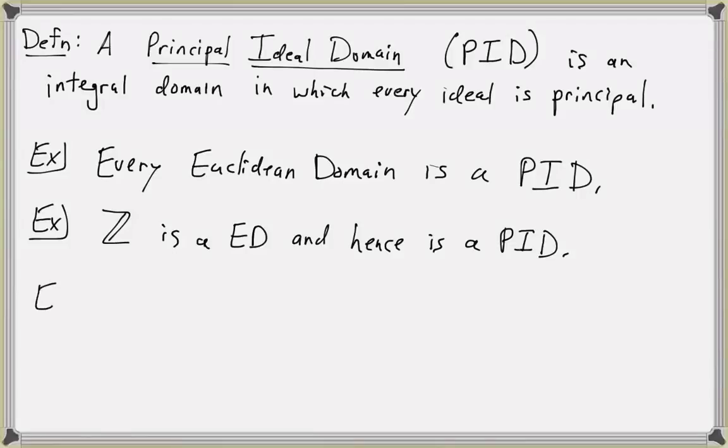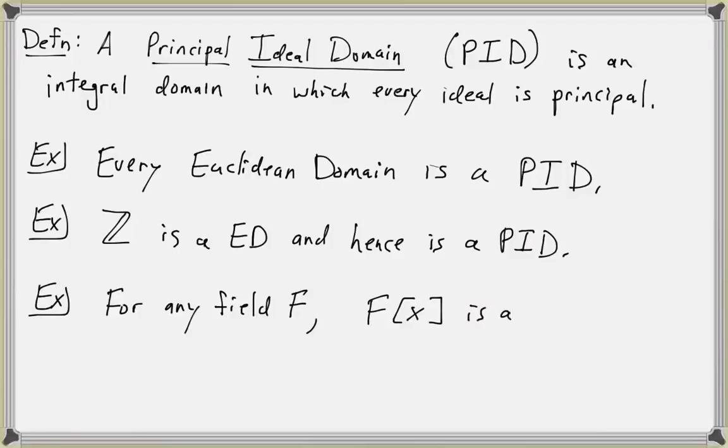We also showed that for any field F, the polynomial ring F adjoin X is a Euclidean domain, and then similarly we must have that this polynomial ring is a principal ideal domain as well.